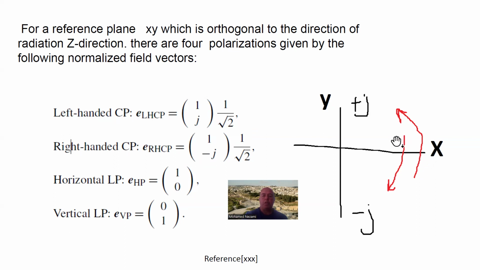So if you're doing X plus JX, we're basically going counterclockwise, and that's a left-hand rotation, and vice versa for the other direction. For linear polarization, whether horizontal or vertical, we null out one of the X and Y independently, so that if the X is 0, that means it's vertical. If the Y is 0 in this matrix, that means horizontal.